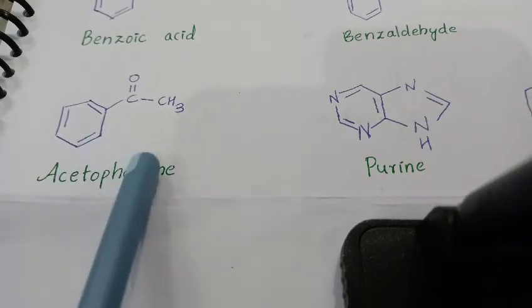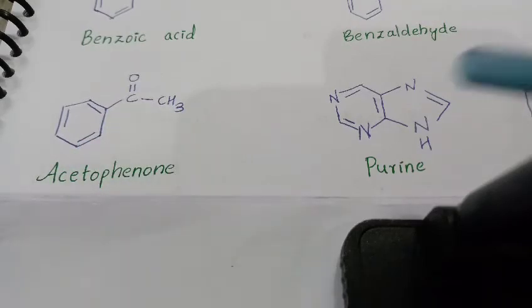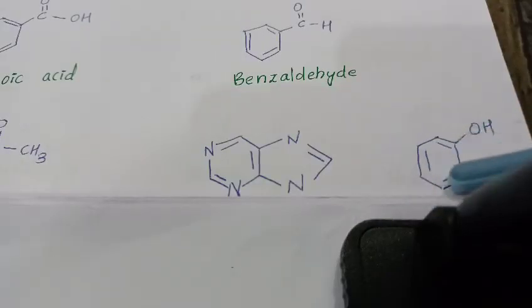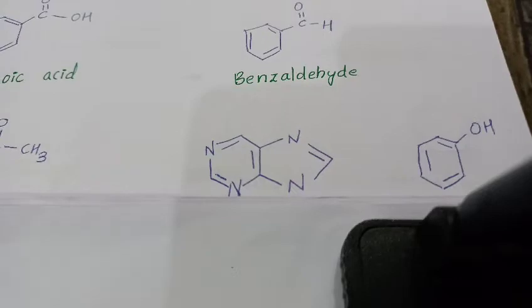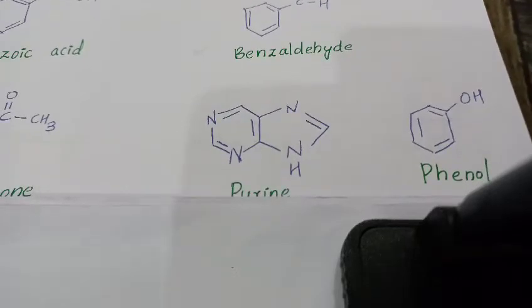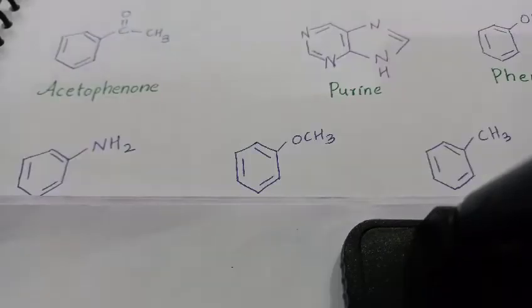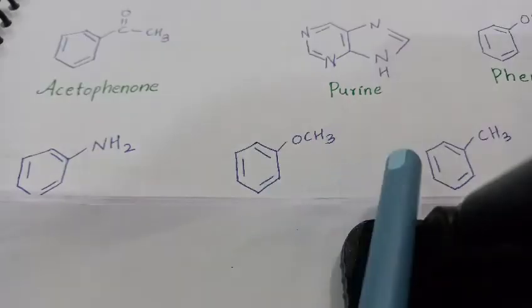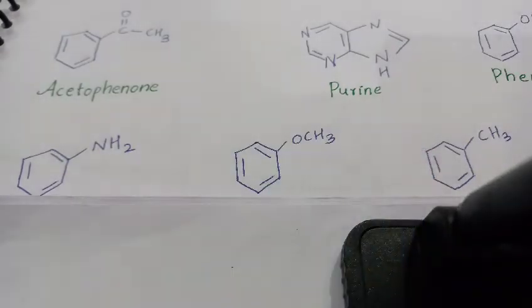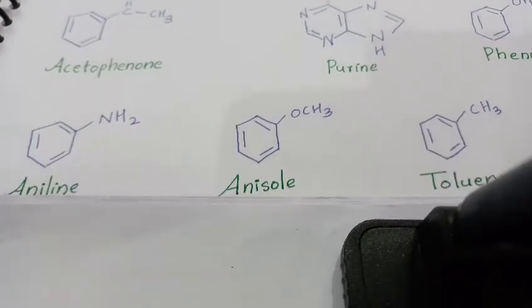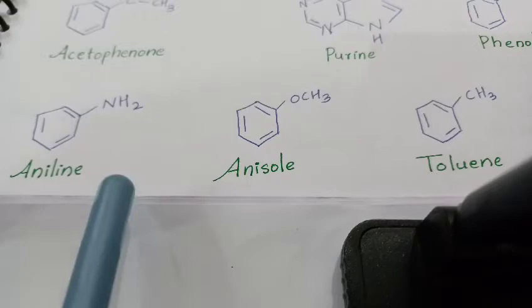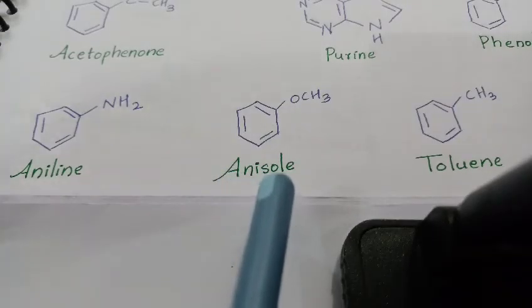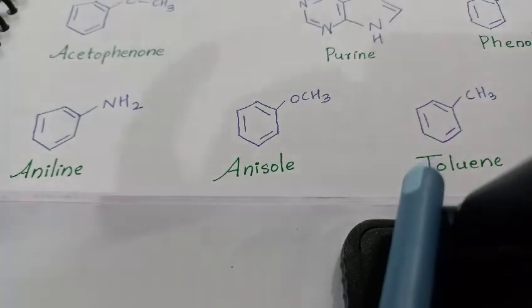And the next one is purine. It's the common structure of purine. Moving on, we have here phenol, benzene with OH. Then we have three structures with NH2, OCH3, and CH3. Now what are their names? The first one is aniline, benzene with NH2, and anisole, OCH3, toluene, just CH3.